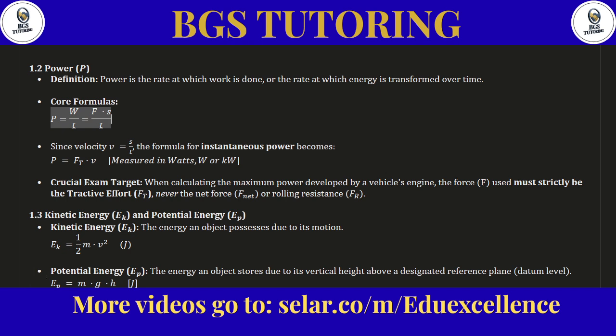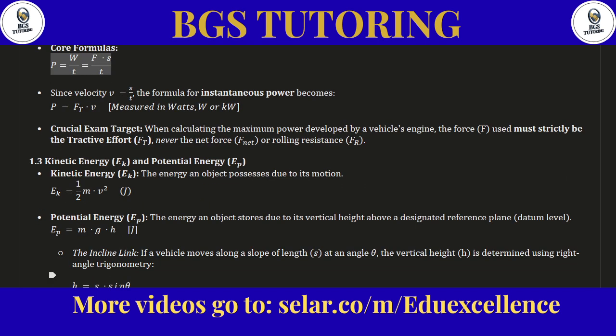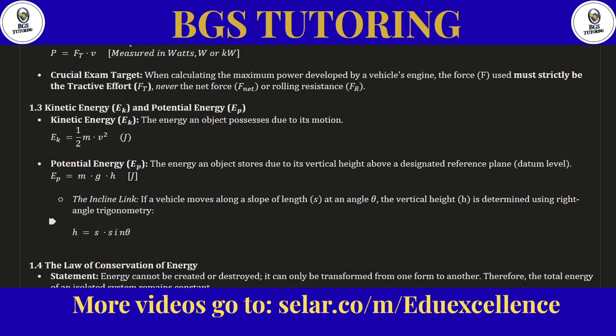Here we can also find a vehicle moving along a slope or an incline, and then they would want you to calculate the potential energy there and determine the height, because what they'll give you is the displacement, and displacement and height are not really the same thing. So you need to determine the vertical height, that is, S for displacement times sine theta. You need to appreciate that pretty well.